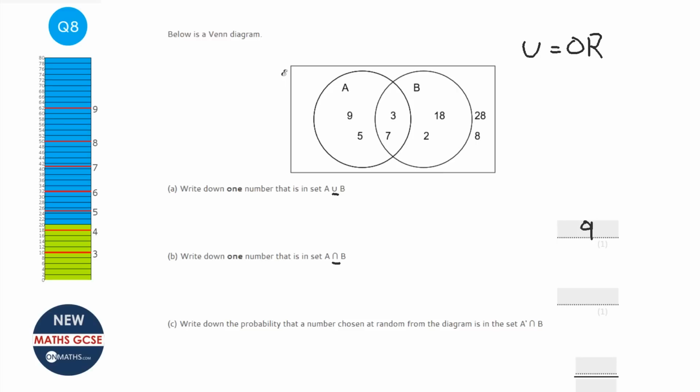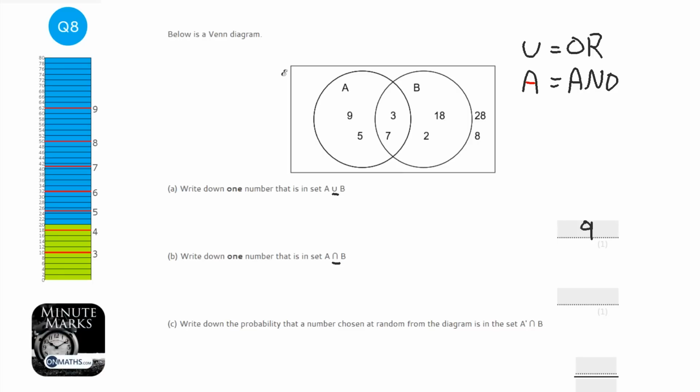This symbol here, I always view it as an and. I always put a little line there to say A for and. And it means it needs to be in A and B. It can't just be in A, it can't just be in B, it needs to be in both. And there's 2 numbers that fit that bill, 3 and 7. So I could write 3 or I could write 7.